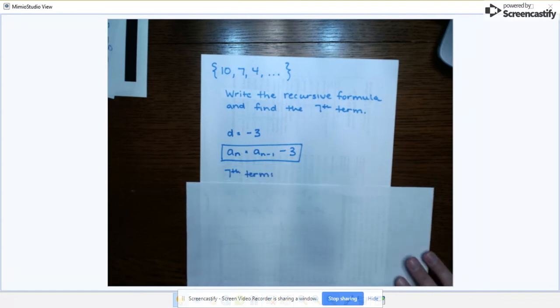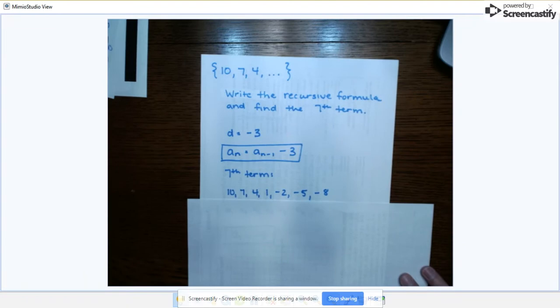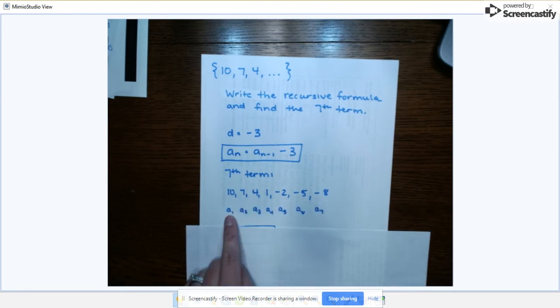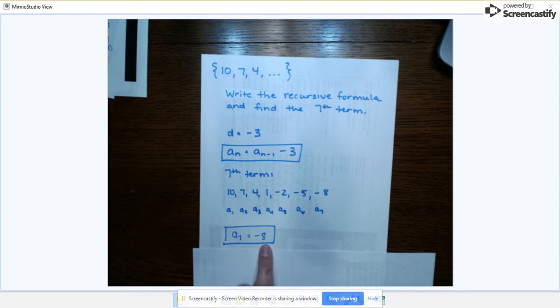And then for our seventh term, I just started listing them. So we knew 10, 7, 4, subtract 3 more, 3 more, 3 more, 3 more. And then I labeled them. 10 is our first term, second term, third term, fourth term, fifth term, sixth term. Here's the seventh term, which is what we were looking for. So a sub 7 is equal to -8.